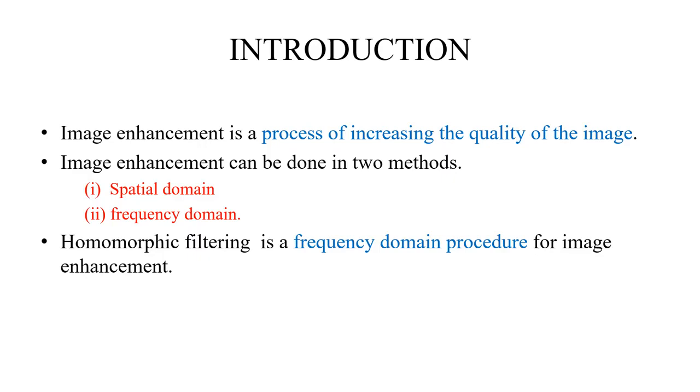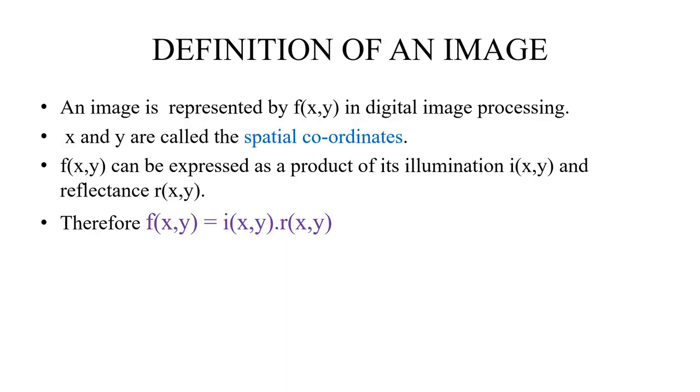The image enhancement can be done in the spatial domain and in the frequency domain. Homomorphic filtering helps the image enhancement process to be done in the frequency domain. Before applying homomorphic filtering to an image, we are supposed to know about the components present in an image.